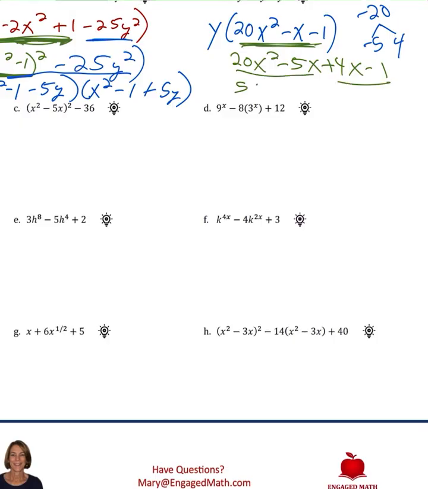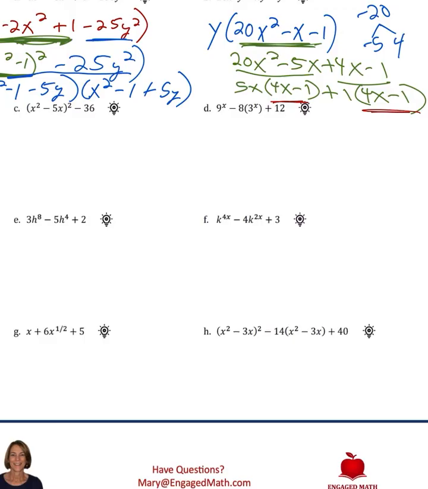The greatest common factor with these first 2 terms is 5x. So we have 4x minus 1. And then for here, there is no greatest common factor other than 1, so I'm going to put a plus 1 and 4x minus 1. The great news now is we must have done it right because these 2 parentheses match.